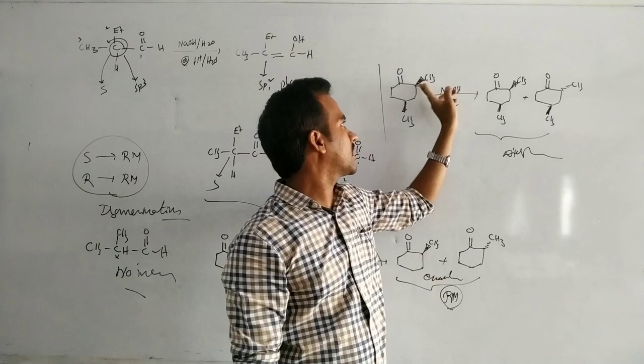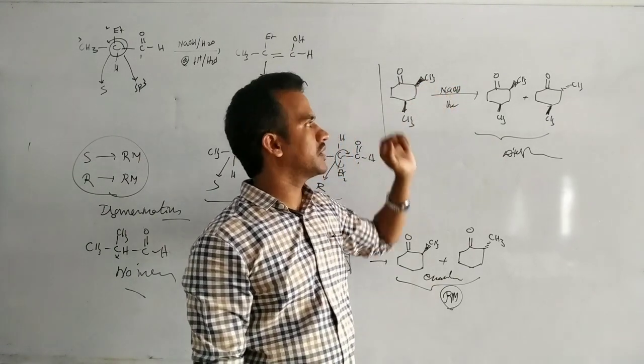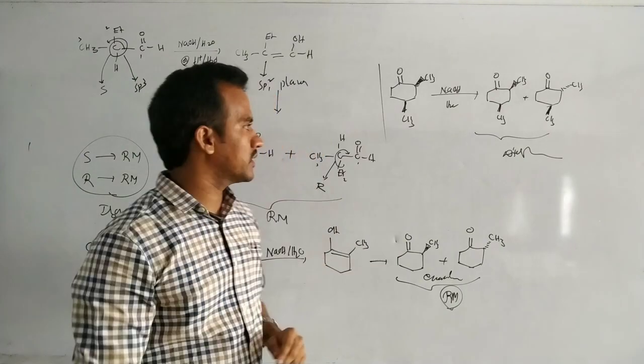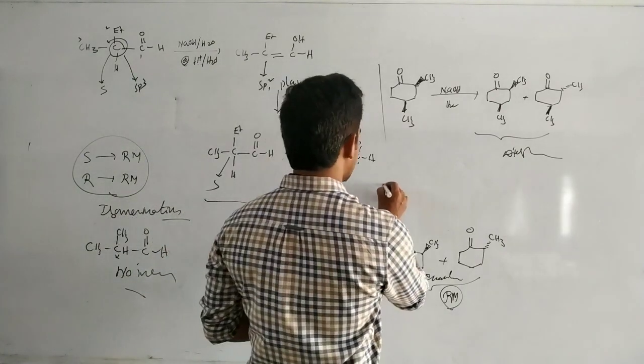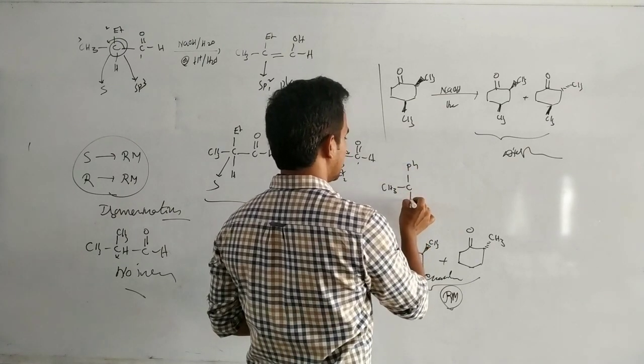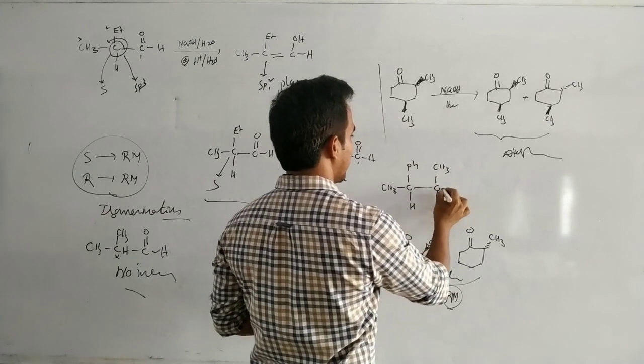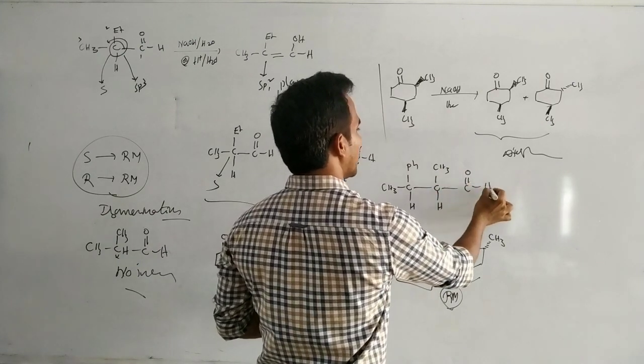Okay, at this alpha carbon, this is the enolizable carbon, enolizable hydrogens are there. Here, no enolizable hydrogens. Okay, that's it. Or suppose CH3, C, Ph, here there is a hydrogen, again here CH3, there is a hydrogen, C double bond O.